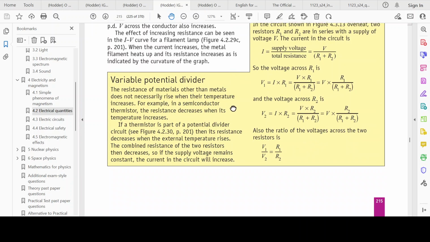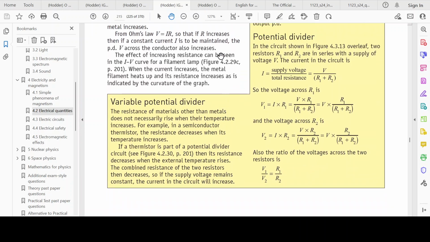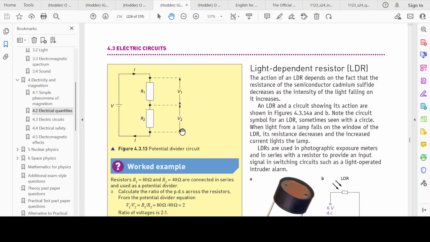Now, how do we measure resistance and voltage in a potential divider? In the circuit shown in figure 4.3.13, let's take a look at that. This is a potential divider circuit. So you've got voltage coming in, current is flowing in a clockwise direction, so going up and then down. You've got two resistors over here.